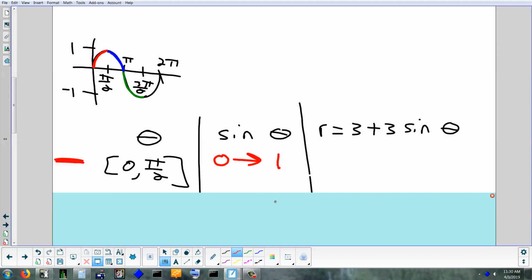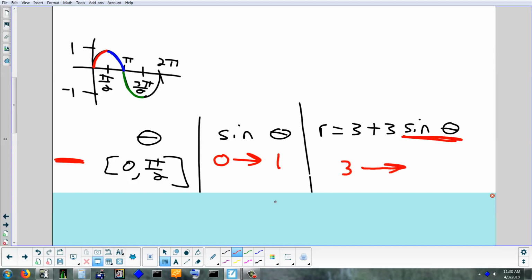So now let's figure out what's happening in the formula. We know what sine is doing. It's starting at 0, and it's going to 1. Then we just have to take into account that arithmetic in front. So it's going to start at 0. What's 0 times 3? 0. Plus 3, 3. So in this section, the radius is going to start at 3, and it's going to grow.